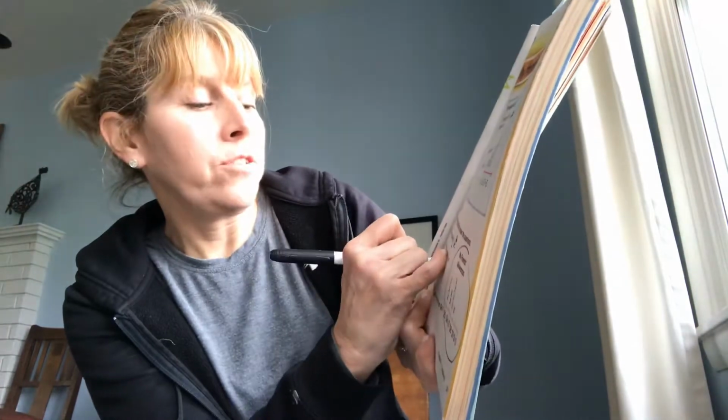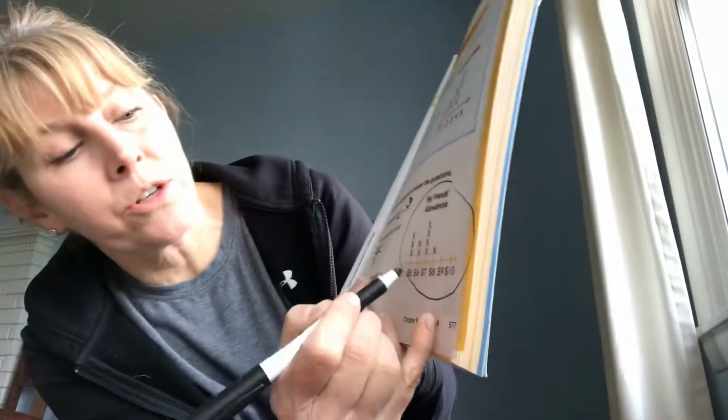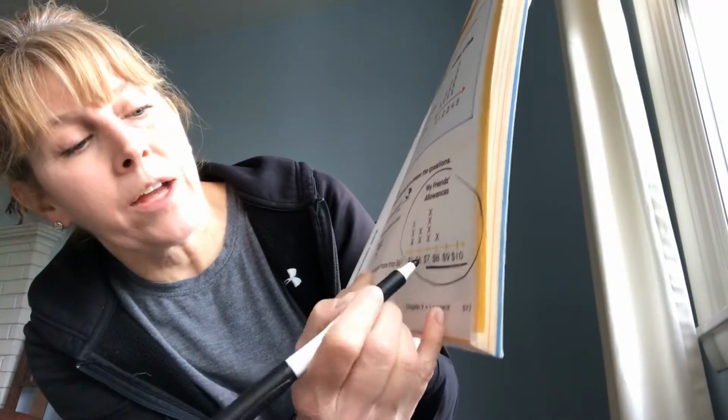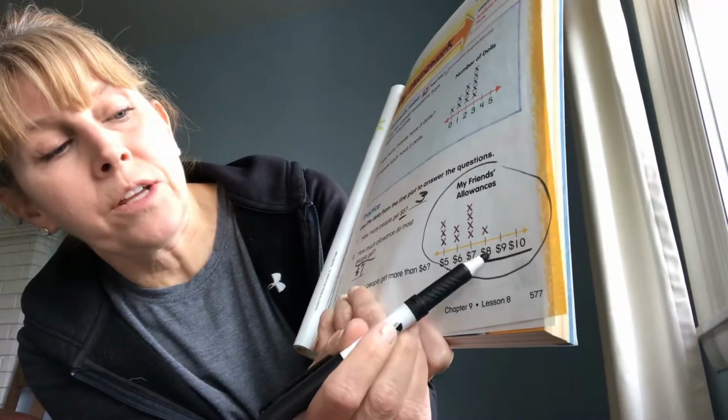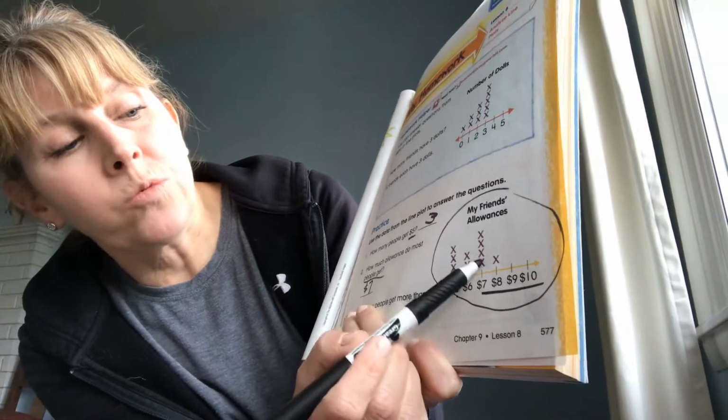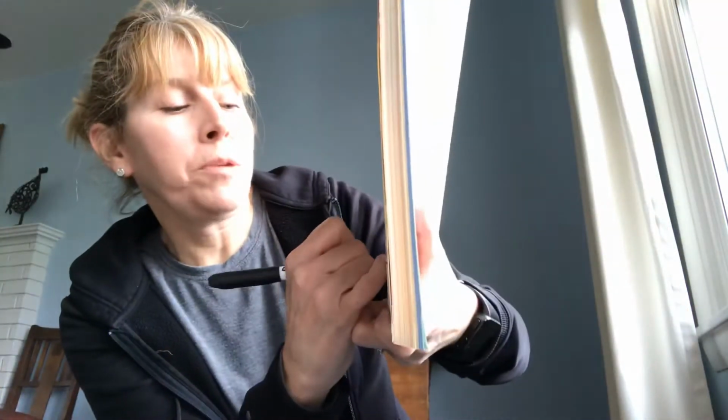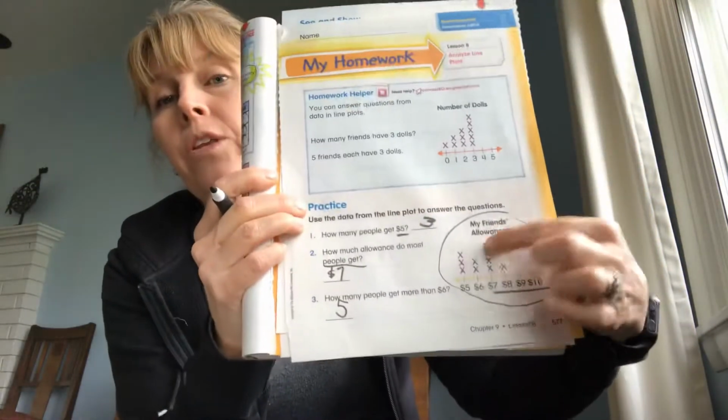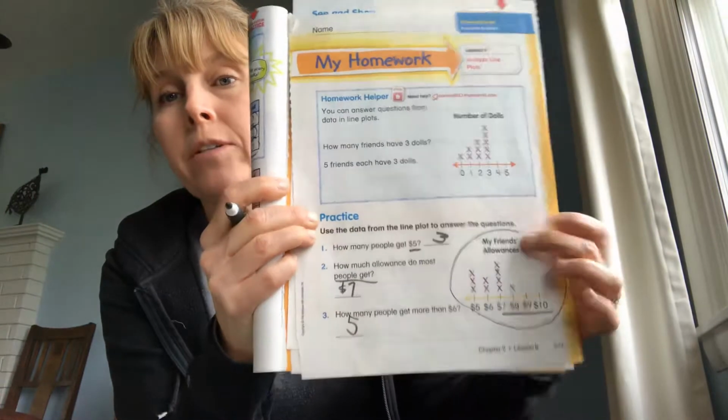And that is $7. How many people get more than $6? So you go to 6, and so you'd add up more than 6, which would be 7 and 8, 9 and 10. So there's 1, 2, 3, 4, 5. There's 5 people that get more. So those are the first 3 answers. So you're just using the information in the line plot to answer the questions.